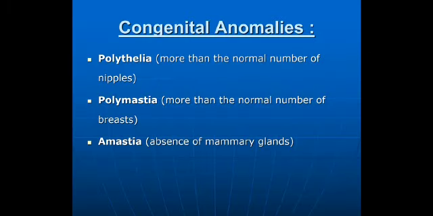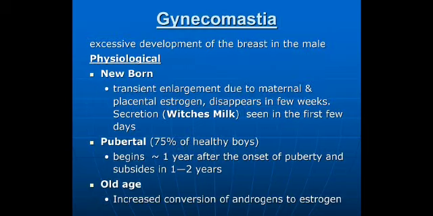What are the congenital anomalies during breast development? There can be polythelia, that is more than one nipple, or polymastia, which is more than the normal number, that is more than two, or amastia with the absence of mammary glands. What is gynecomastia? Enlargement of the breast in males is called gynecomastia.